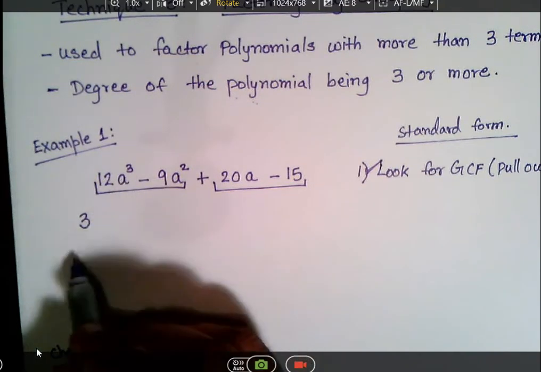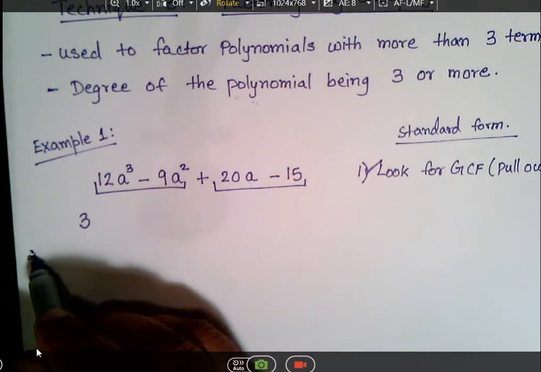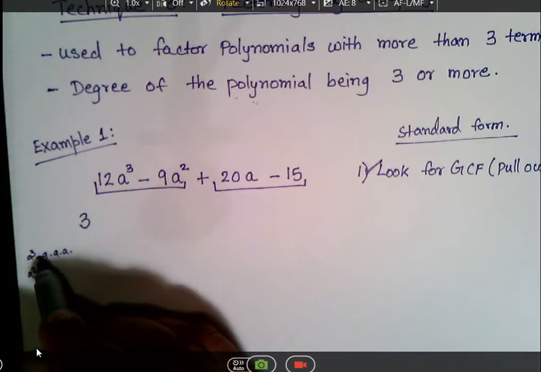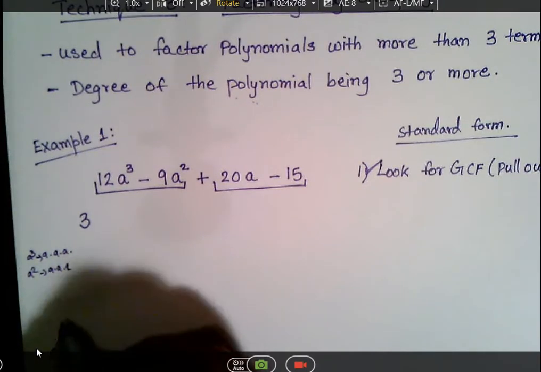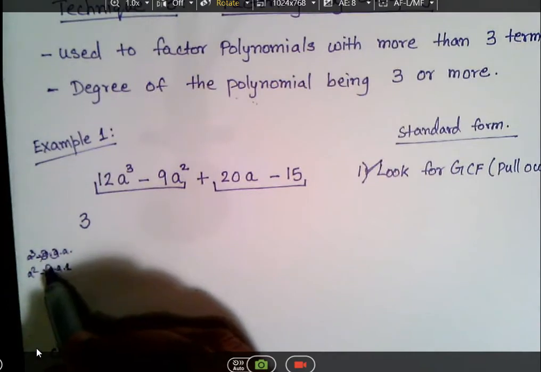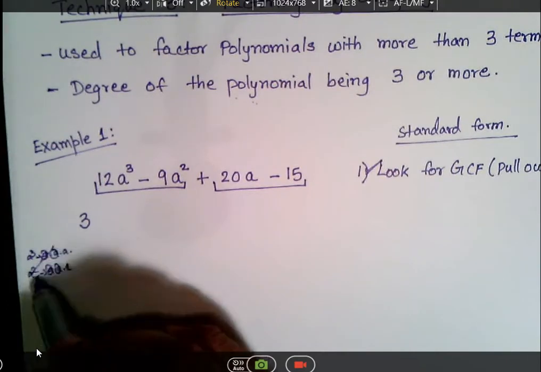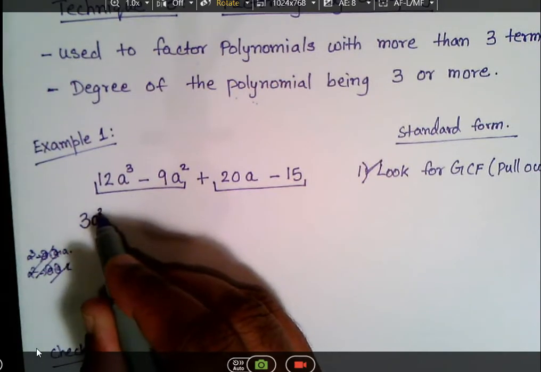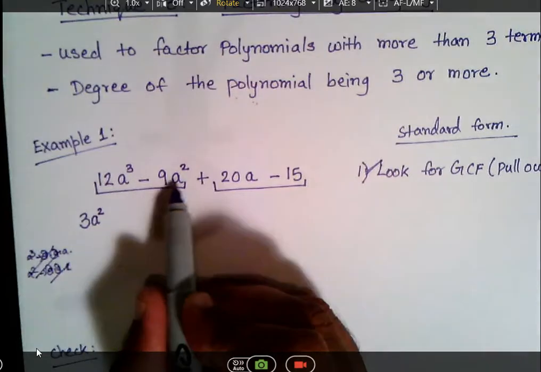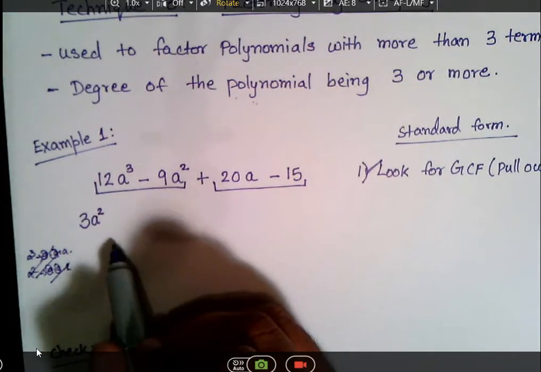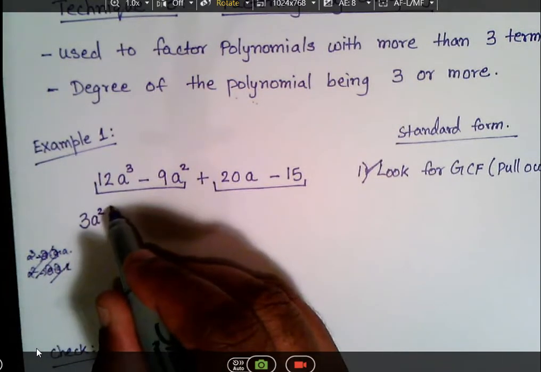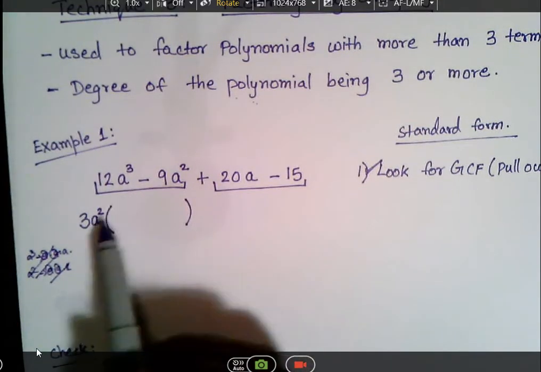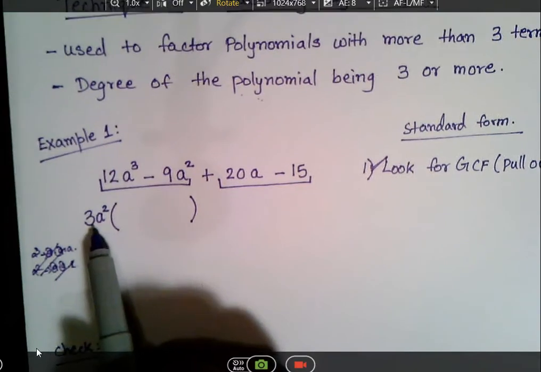A cubed is a times a times a. A squared is a times a. So there are 2 a's that are common, and a times a is a squared. So between a cubed and a squared, a squared is the greatest common factor. Always the lowest power is going to come out as the greatest common factor. So what is left of these 2 once I pull out a common factor of 3a squared?